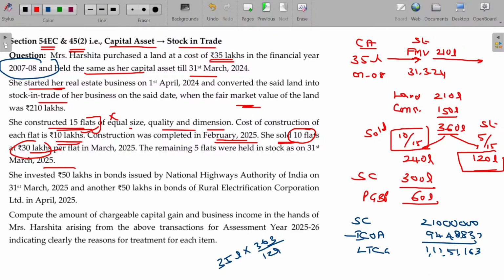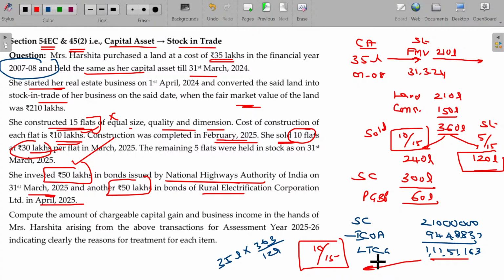Now she invested 50 lakhs in bonds issued by the National Highway Authority of India on this date, and another 50 lakhs in bonds of Rural Electrification Corporation in April 2025. You will be eligible for only 50 lakhs because the maximum limit is 50. 50 plus 50 is 100, but anyhow you are limited to only 50 lakhs. Now, how much is going to be taxable in this year? Taxable is only 10 by 15, to the extent of stock sold.